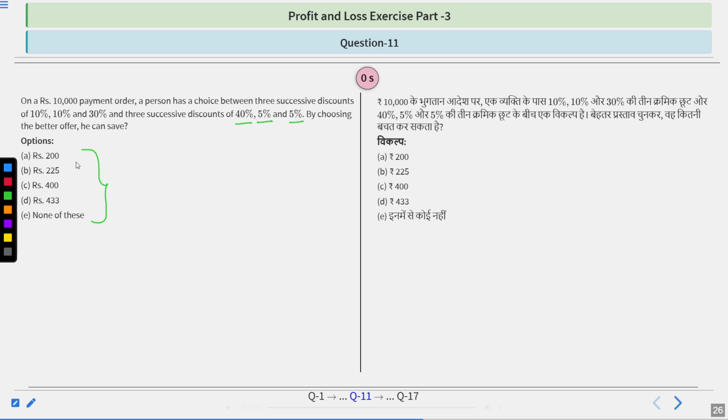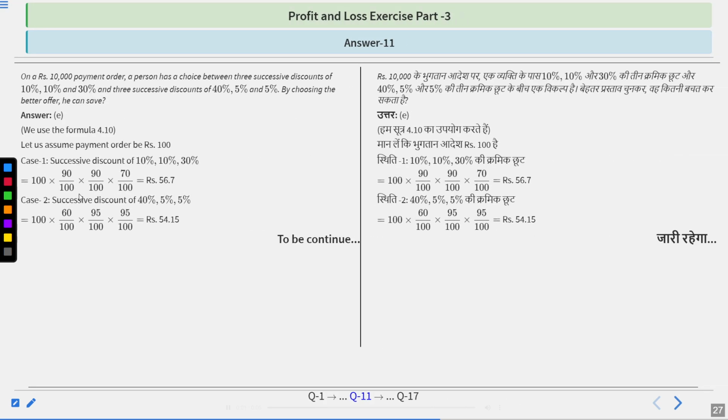Now time's up. Let's see the solution. Let us assume the payment order to be rupees 100. So in case 1, the successive discounts are 10, 10 and 30. So what will we get? 100 multiplied by 90/100, 90/100, multiplied by 70/100, which becomes 56.7. Clear? In the same way, for the second successive discount, 45.5.